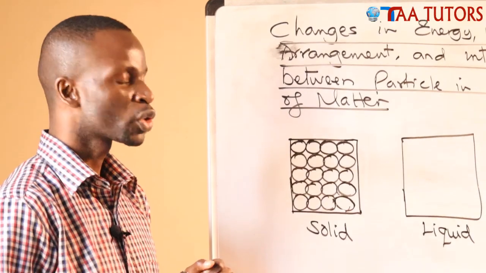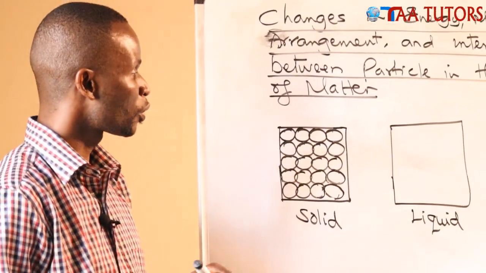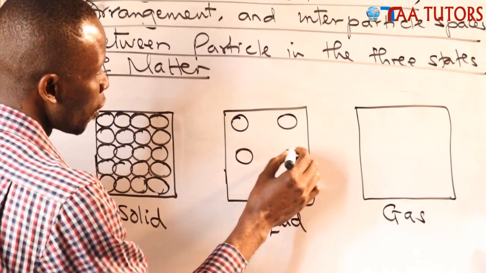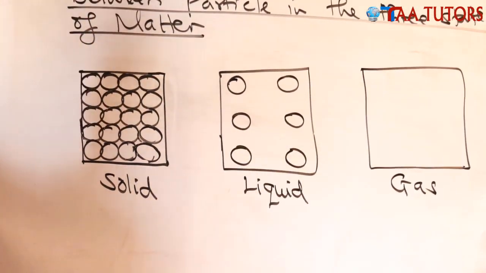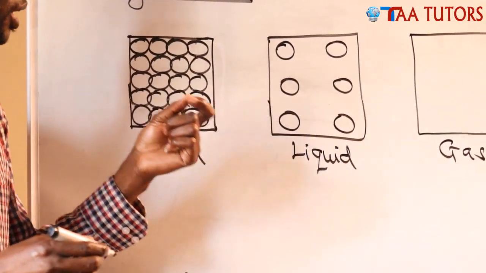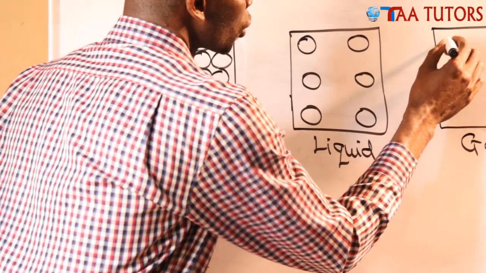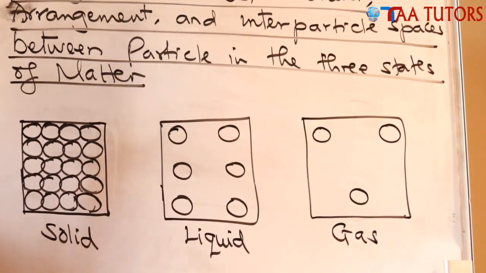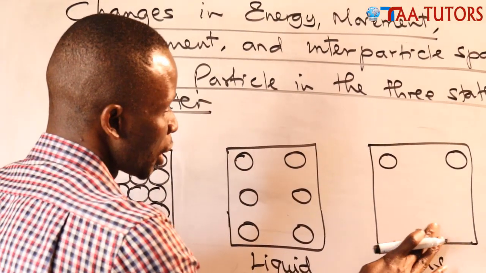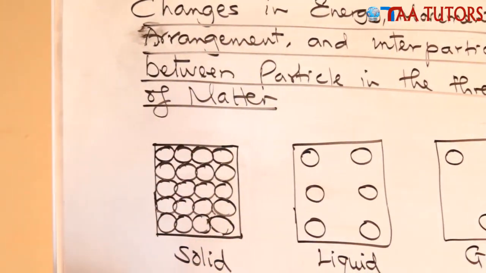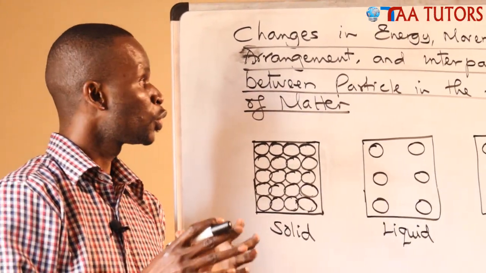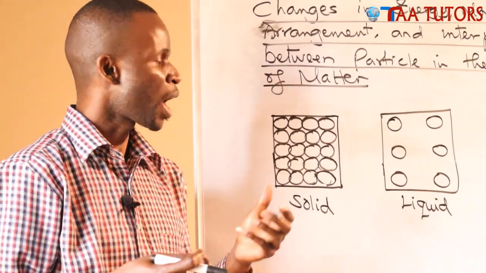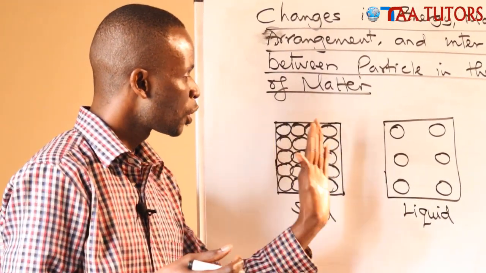I want to go quickly to show the particles in liquid state, which you already know how to draw. And in this case, I want to show 1, 2, 3, 4, 5, 6. I've shown 6 particles in liquid state. And then in gas state, I want to show 1, 2, 3. I want to show 3 particles in gaseous state. So with these particles, we want to understand how energy, movement, arrangement of particles, and interparticle space compare across the 3 states, solid, liquid, and gas.